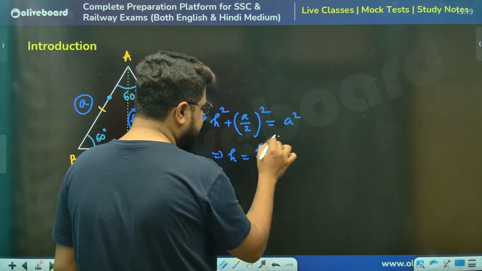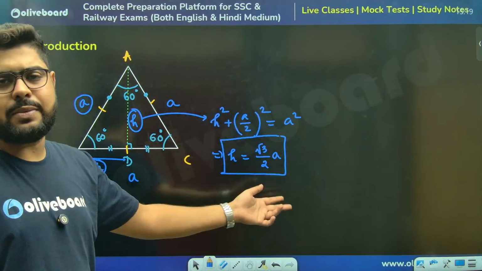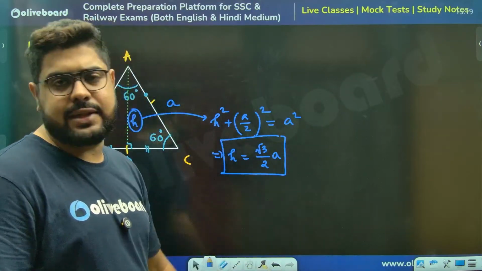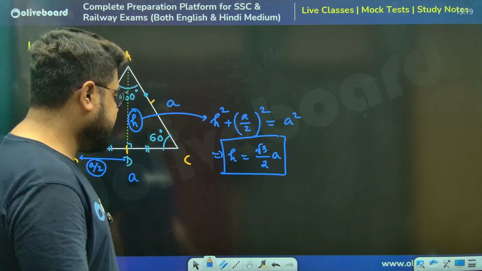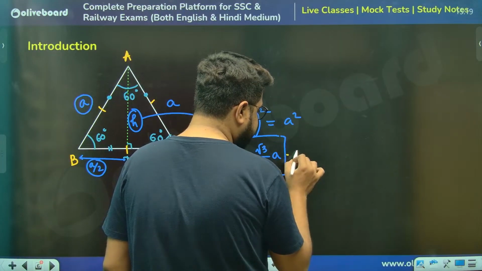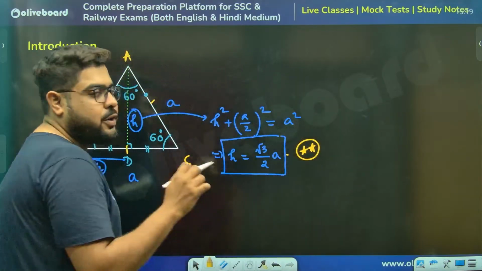You just do a single line I've skipped actually. So it will become 3A square by 4. So H square equals 3A square by 4. You just do this, you will get this. So this is one formula that you need to understand or remember. This is a very important formula. We will come back to this.